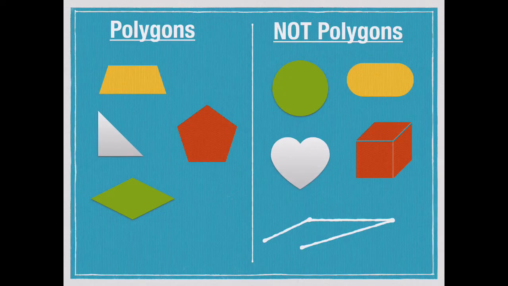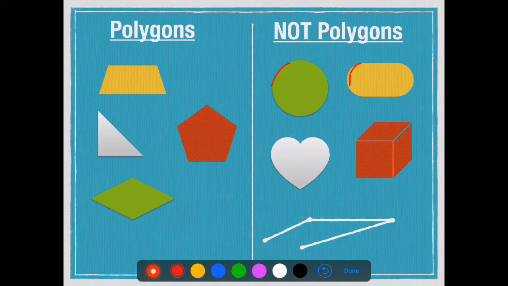So let's look at some examples of what polygons are and what are not polygons. If you look at the left side of the chart here, you notice that all of these figures have at least 3 sides. They're closed and they're flat and they don't have any curves. If you look at the right side of the figures that are not polygons, you're going to notice the circle here has curved sides, as with this and with the heart. The red shape is a cube, and that's 3-dimensional, so that's not a polygon. And this figure down here, these sides are not connected. They're not closed, so that's not a polygon.